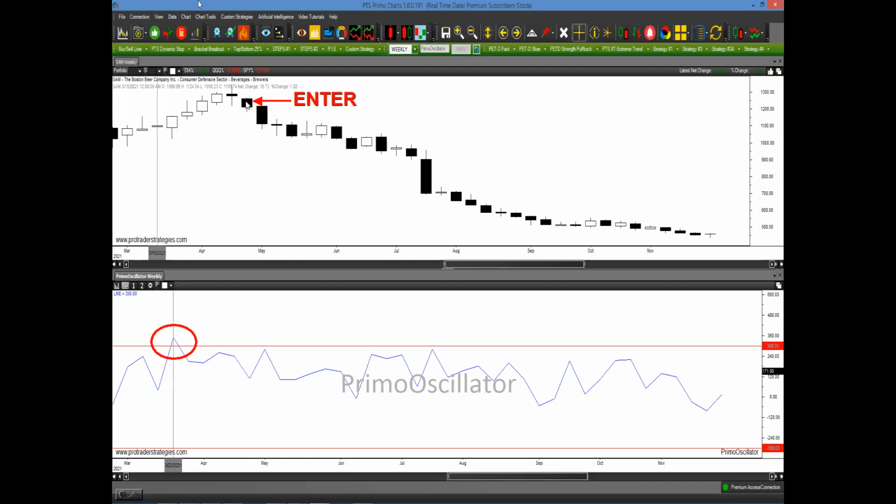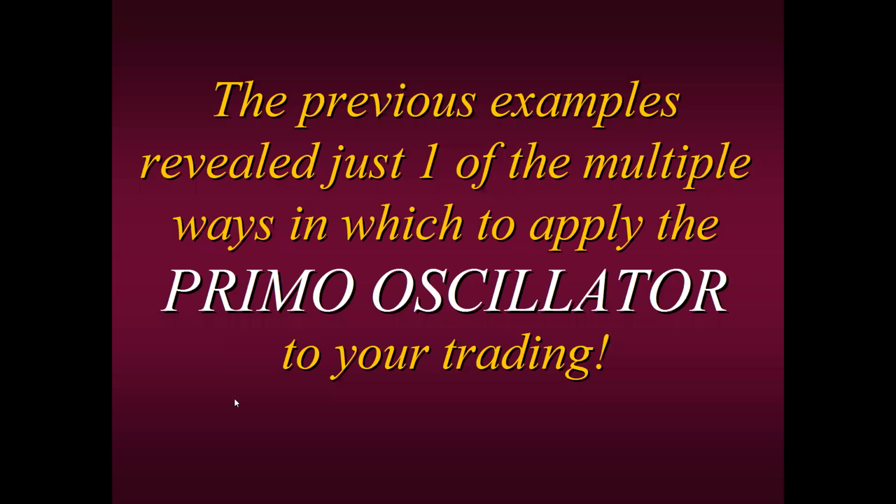And you could have taken advantage of this nearly 800 point move to the downside, because that was the only setup that this particular technique, the Primo Oscillator, generated. Okay, so there's lots to learn in our VIP class that's coming up.